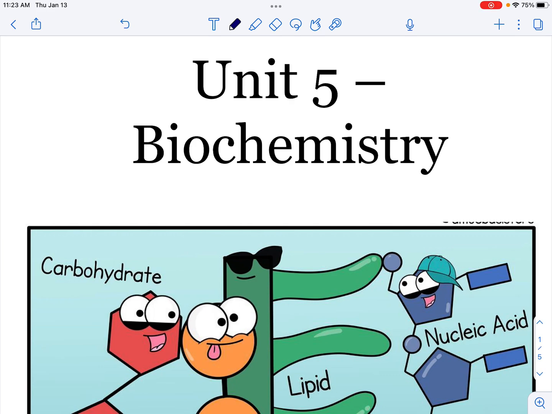So welcome to a really quick overview for Unit 5 Biochemistry. You'll need the Unit 5 student notes, which you're going to find right at the bottom of Unit 5 in Schoology. So go ahead and get those and put them into Cami before you get going.